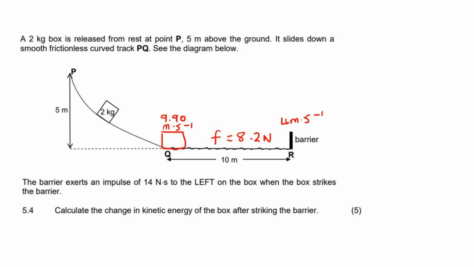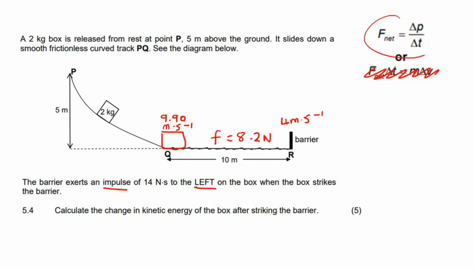Okay, so it says that the barrier exerts an impulse. Okay, so impulse. The barrier exerts an impulse on the block to the left. Calculate the change in kinetic energy of the box after striking the barrier. Okay, so I think what we can do here is we can definitely go grab our impulse formula, which you can find from here. Okay, so impulse is, well, let's actually not use that one.